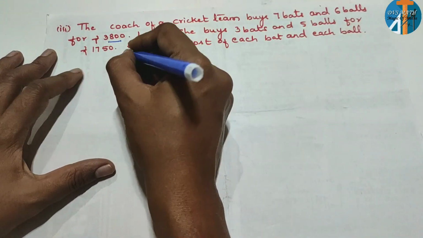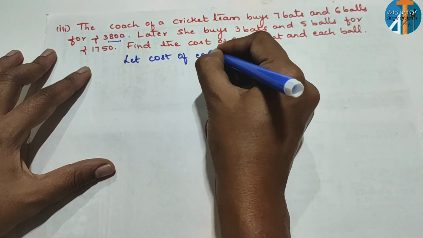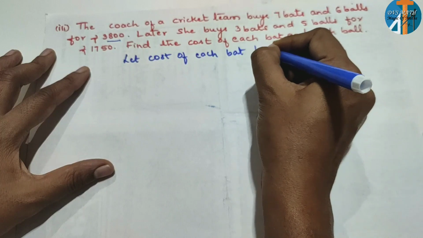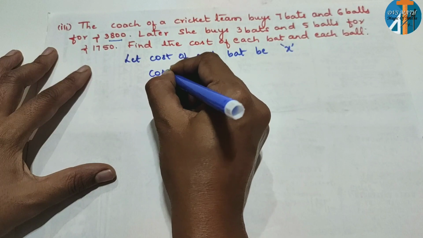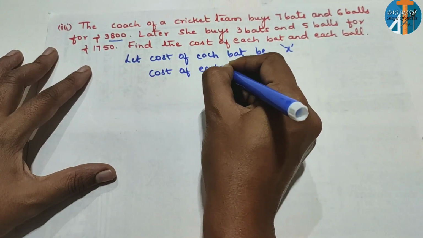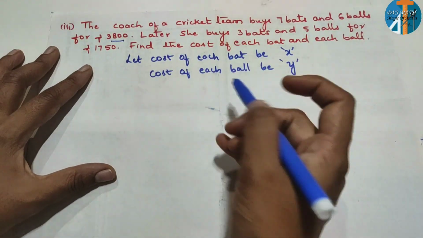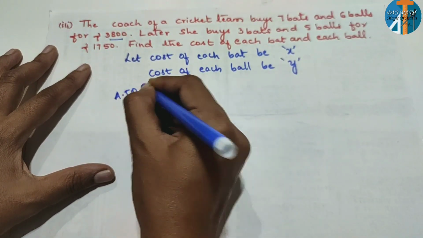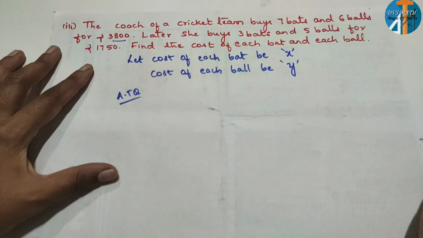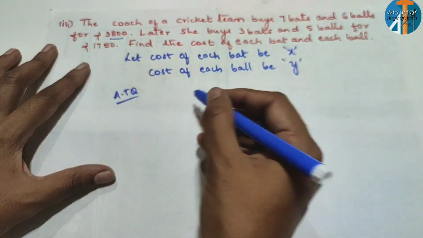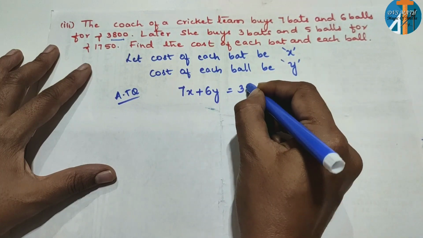Let us consider what we have to write. Let the cost of each bat be x. Here also we have to consider 2 variables, and the cost of each ball be y. Okay, now in the first case, according to the question, what is our question? 7 bats and 6 balls. We took bat as x, ball is y. That means 7x plus 6y is equal to 3,800.